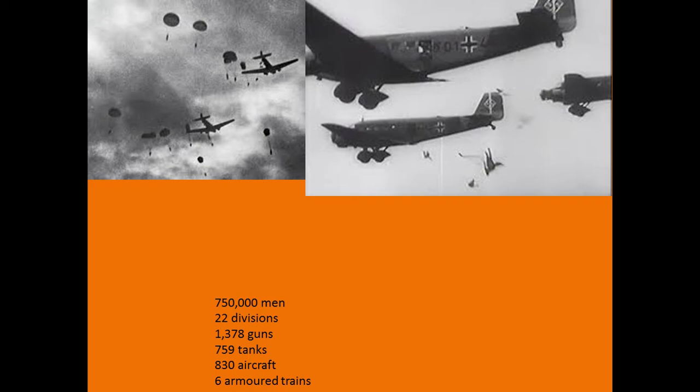For Belgium, Holland, and Luxembourg alone, 750,000 men, which would lead to the beginning of the invasion of France through the Ardennes. 750,000 men, 22 divisions, 1,378 guns, 759 tanks, Panzer I's, Panzer II's, and Panzer III's, 830 aircraft, and 6 armored trains. And here's more of the JU-52 transport aircraft with the paratroopers.